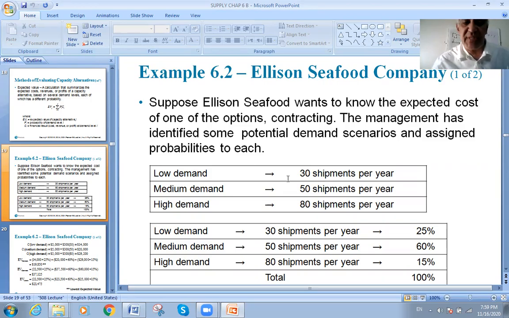But at least you will know that we have three cases of nature: low demand, medium demand, high demand. In the low demand, we have 30 shipments per year, here 50 shipments per year, 80 shipments per year. What we care about is the percentage: 25%, 60%, 15%. That's what we care about. Okay.